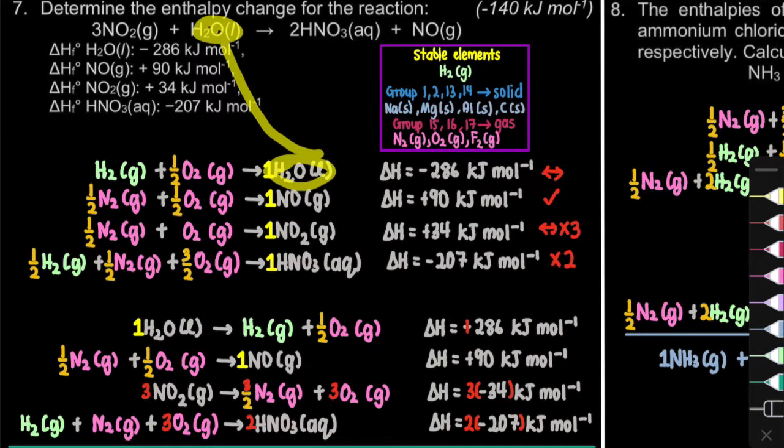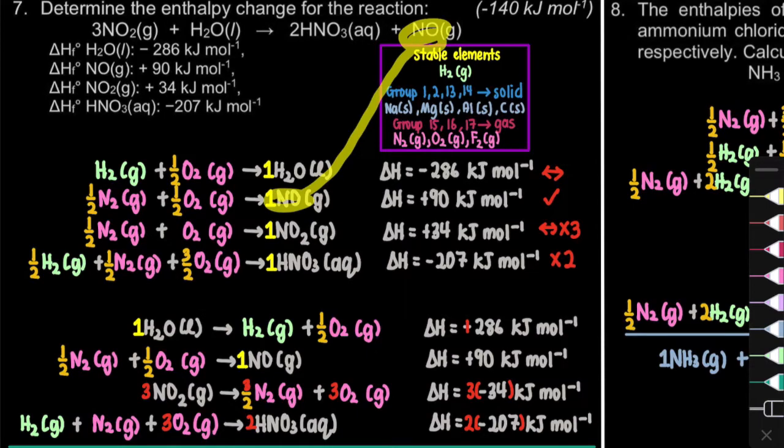So what should we do from this equation? We have to change the position. Once we have changed the position, the sign also has to change. Next equation is NO gas. From our unknown, NO gas is actually on the product side, so it's still the same. You don't have to multiply anything. You're just going to let it be. Take it as it is.